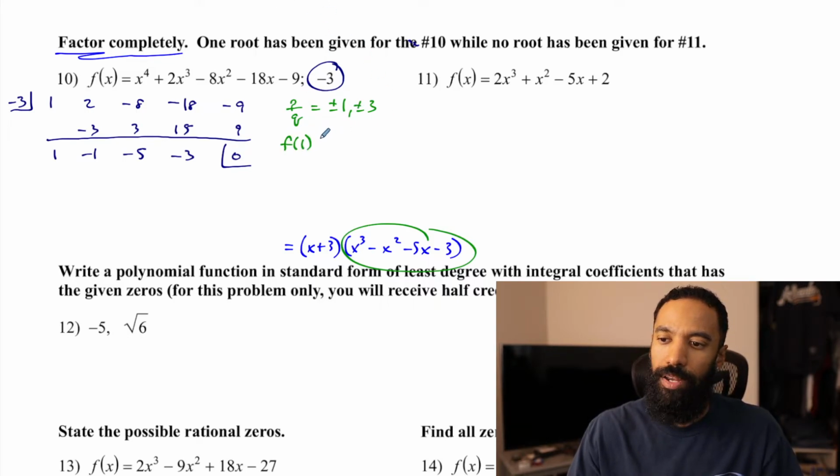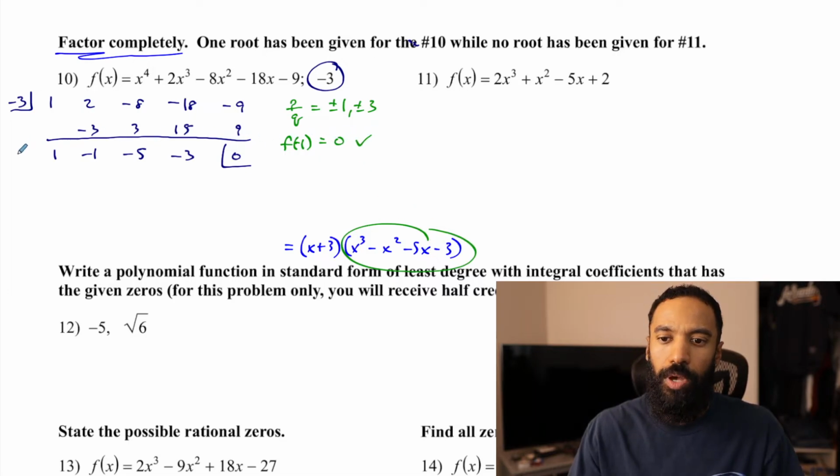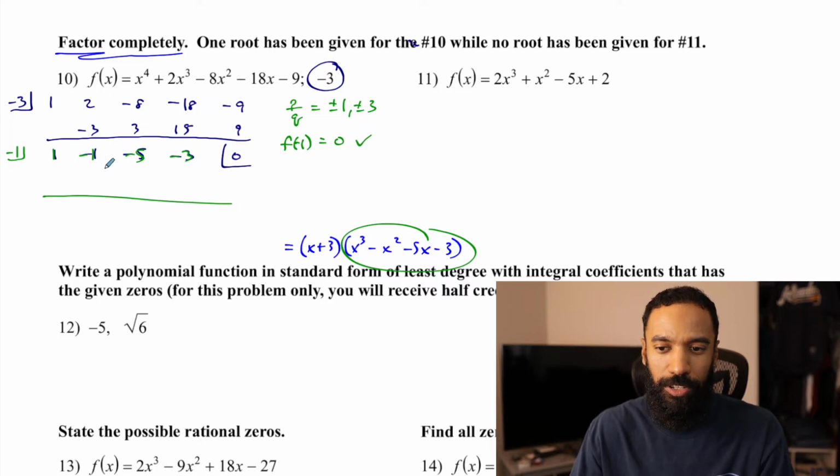If you try 1, that's 1 minus 1 minus 5 minus 3. No. -1. -1 minus 1 is -2. Plus 5 is 3. Minus 3 is 0. So that does work. -1. So I'm going to use -1 this time on these coefficients here. Remember, these are the coefficients we're dealing with. Maybe this saves me room. Maybe this is where I can use synthetic division a little faster, or a little smaller right there.